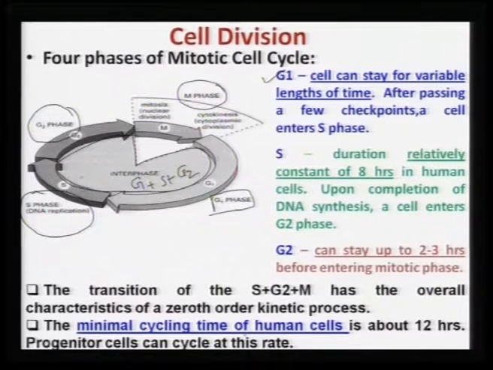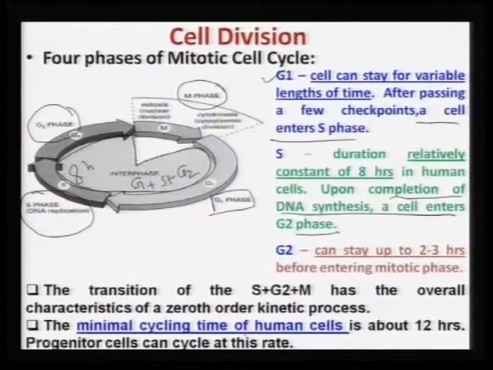In G1, cells can stay for variable lengths of time. After passing a few checkpoints, a cell enters the S phase, and the S phase duration is relatively constant, that is 8 hours. Upon completion of DNA synthesis, a cell enters the G2 phase, and in G2 the cell can stay for 2 to 3 hours. So, G1 phase can be variable, in S phase a cell stays for 8 hours, in G2 phase the cells stay for 2 to 3 hours, and the transition through S plus G2 plus M has the overall characteristics of a 0th order kinetic process.